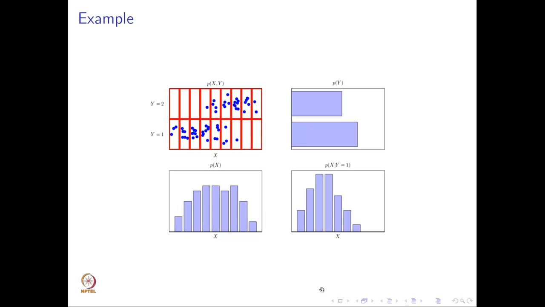Finally, the bottom right figure shows the conditional distribution of x given that the random variable y takes on a value of 1. Looking at this figure and comparing it with the joint distribution, we observe that in the bottom right figure, we simply ignore all the values of x for which y equals 2. That is the top half of the joint distribution.